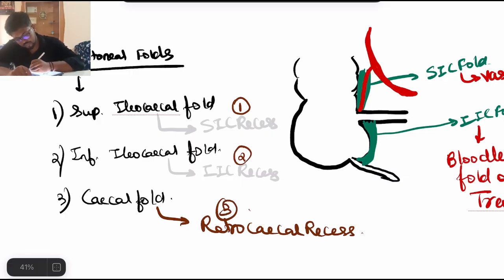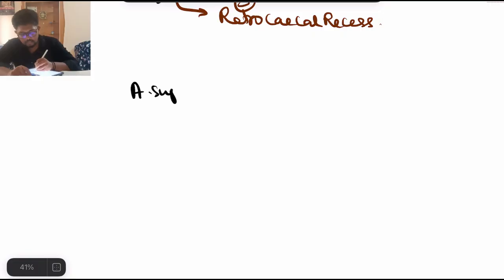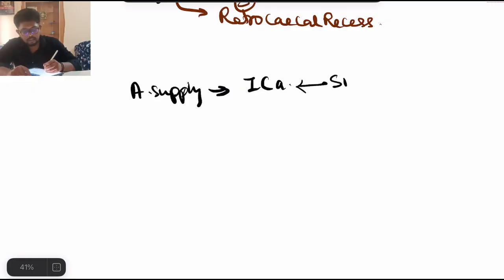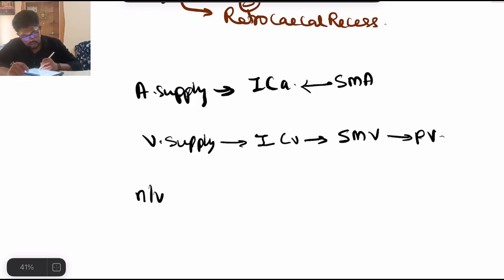Now, what is the arterial supply, blood supply, and the nerve supply? The arterial supply, as we have already seen, is the ileocolic artery, which is a branch of the superior mesenteric artery, and venous drainage will be the same, the ileocolic vein, which will drain into the superior mesenteric vein, which will finally drain into the portal vein.